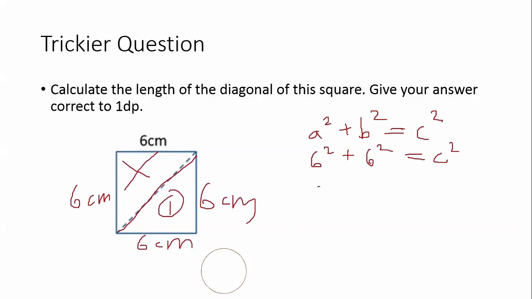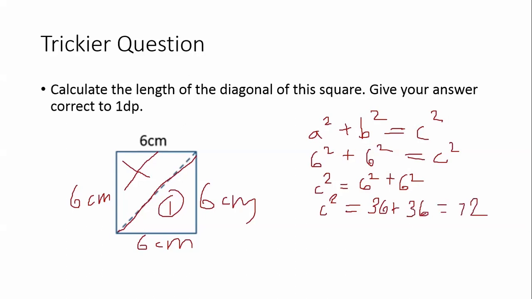Okay, so I'm going to make C squared the variable which we are trying to find. C squared is equal to 6 squared plus 6 squared. That means C squared is equal to 36 plus 36. And what will be our answer? It will be 72. We will just square root 72.